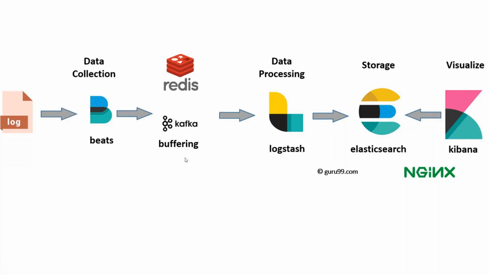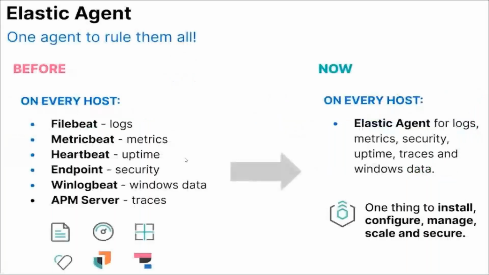Now, guys, this is an important slide. Now, what has happened? Elastic saw that people are getting frustrated with so many agents, so many Beats, and they are not easy to configure or use. So what they did, recently, is merge all things together: Filebeat, Metricbeat, Heartbeat, Endpoint Beat, Winlogbeat, APM, everything, and make it one agent only. We call it Elastic Agent.